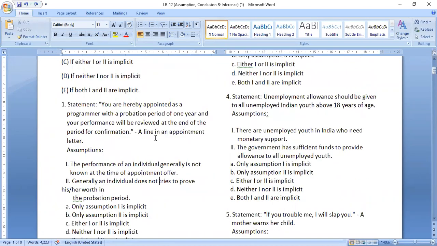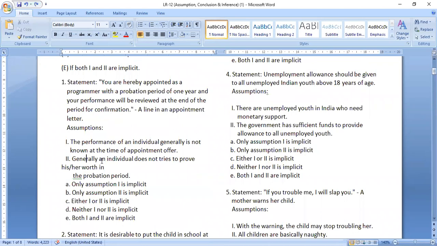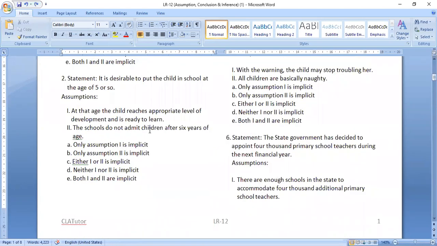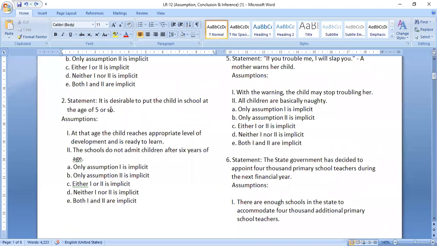And it's generally an individual. Oh Lord, wait, just this one. Yeah, schools do not. Yeah, sure, right. So it is desirable to put the child in school at the age of 5 or so. But now what's the answer? Now this is not implicit, right? The schools do not admit children after 6 years of age.